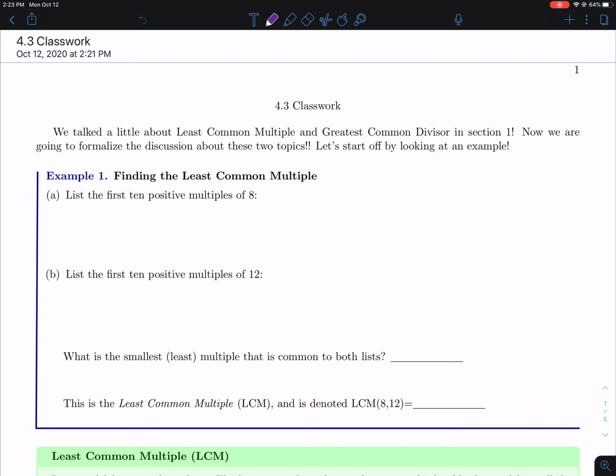All right, so let's look at example 1 here. We want to find the least common multiple of 8 and 12 together. This one we're doing the same method we did in section 1, and then I'll show you a new method for later. It says to list the first 10 positive multiples of 8. So we take 8, then 16, then 24, and just keep going up the list.